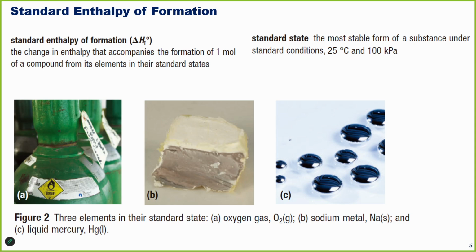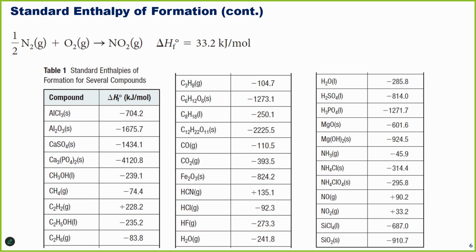The standard enthalpy of formation of an element in its standard state is always 0. A value of 0 is assigned since an element is in its most fundamental form at standard conditions. Thus, the standard enthalpies of formation of oxygen gas, solid sodium metal, and liquid mercury metal, for example, are all zeros. So consider the thermochemical equation for the formation of nitrogen dioxide gas from its elements in their standard states, which is illustrated in this equation here.